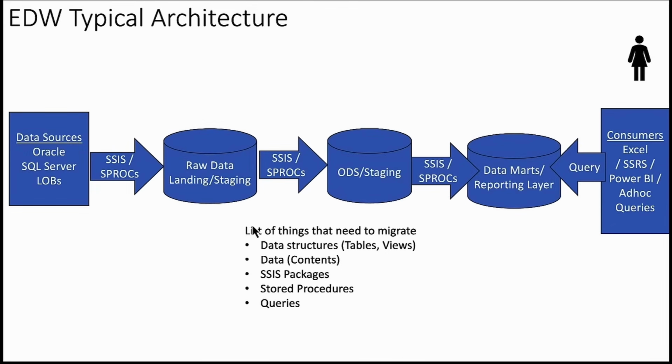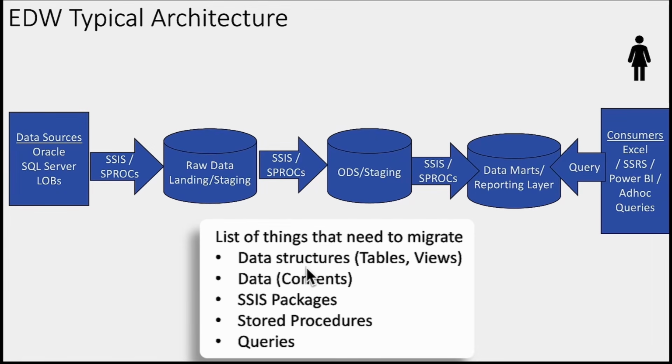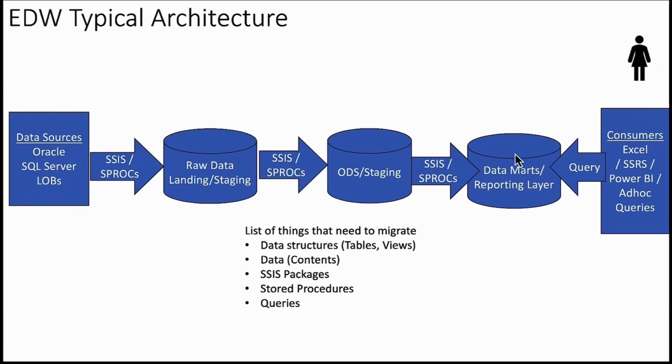Yeah, so what are we going to migrate? We're going to migrate the data structures like tables and views. We're going to migrate the data, the contents of the tables, right? We're going to migrate SSIS packages and stored procedures and just random queries. And all of that needs to be migrated over to Databricks with the goal of turning all of this off and saving on both the hardware that might be running this and the licensing, and just the maintenance effort to keep it up and running, which is typically really hard to troubleshoot and keep up and running.